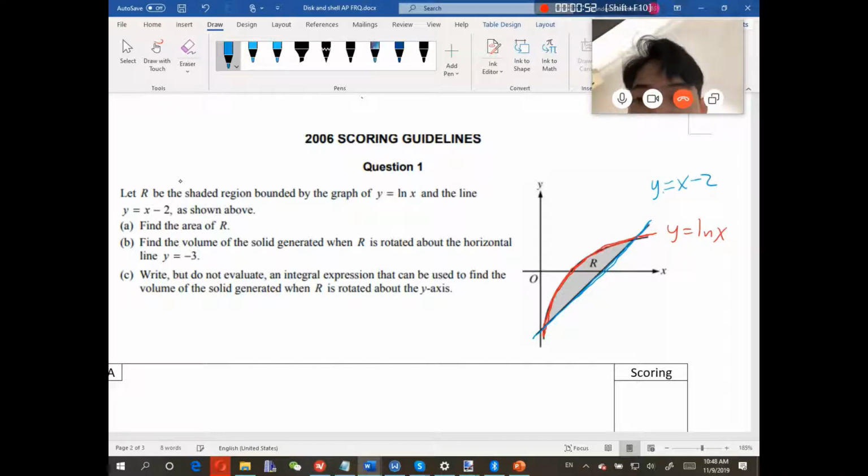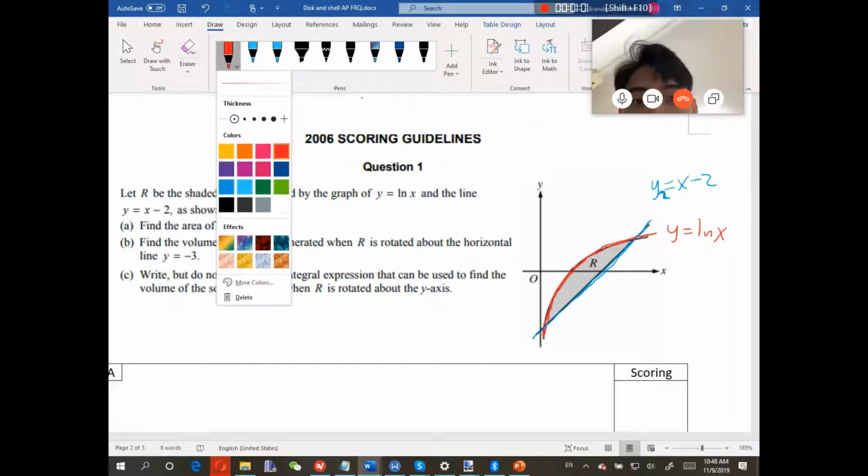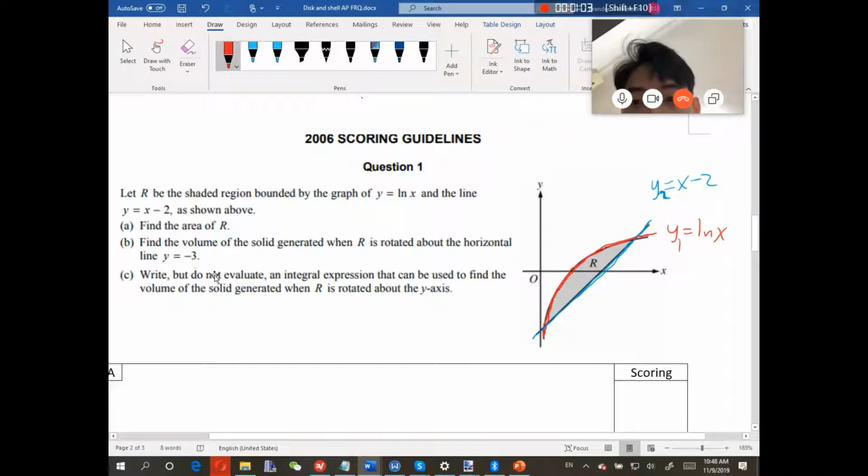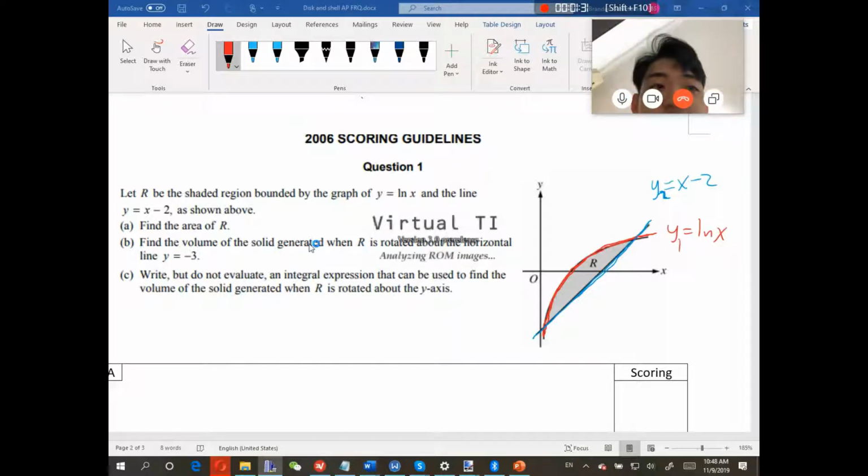X minus 2. Okay, I'm going to call this y2, and our red one will be y1. Okay, so what would I need to do to find the area of R? We find the bounds. Now, this one was a question with a calculator. So I'm going to pull up a calculator and we'll use that to find the bounds.